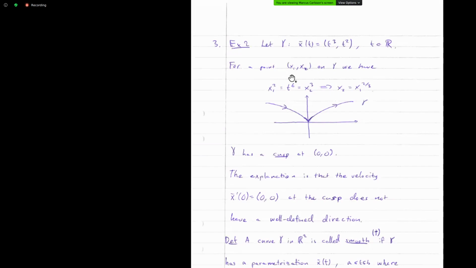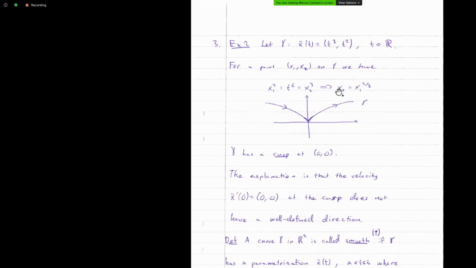Okay, here we are. So one way of doing this is now we go backwards. We didn't have an equation like in the previous example, but we can try to make one. So how can I make a relationship that's always true between the first and the second coordinate here? Well, if I raise this one to the power 2 and this one to the power of 3, I get t to the power of 6 in both cases. And then I get the relationship x1 squared equals x2 to the power of 3.